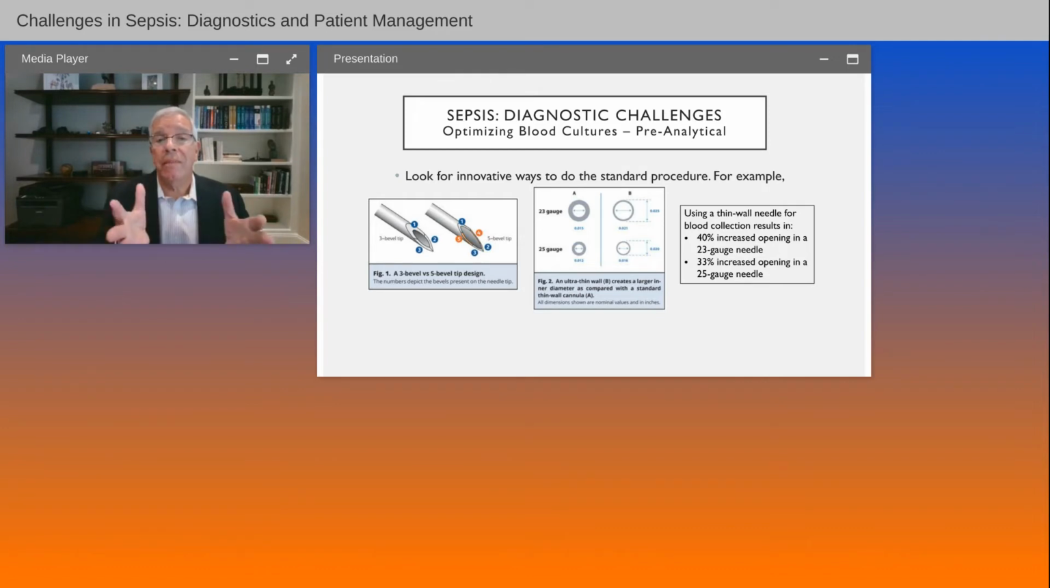Now, what does that mean? You have a larger opening for blood to flow through, so you should be able to collect blood more rapidly with the thin wall needles than with a traditional needle. And again, frequently, if you have a septic patient, many things are happening very rapidly.